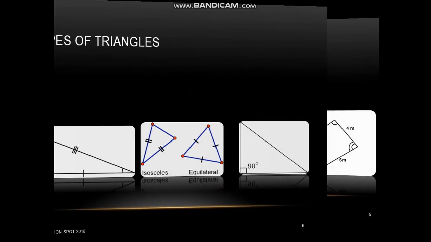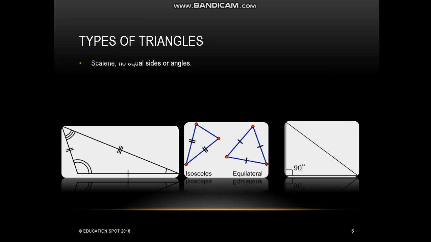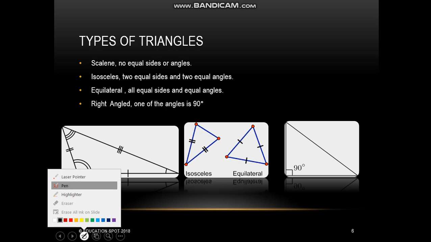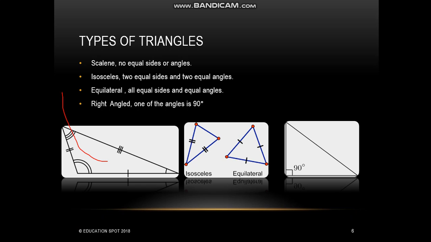Then we're going to move on to types of triangles. We have 4 types: scalene, isosceles, equilateral, and right-angled triangles. Scalene triangles are triangles which don't have any equal sides or equal angles. For instance, the one we're looking at in this figure. The markings show us that all these sides are not the same, because you have 1 strike, 3 strikes, and 2 strikes here. So it qualifies as a scalene triangle.